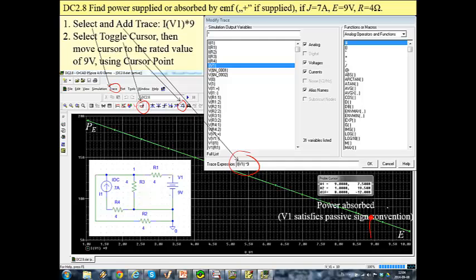And for this value we may read power, which is 7.5, which is obviously a correct answer, and this is power absorbed, as in PSpice voltage source satisfies passive sign convention. That way we have completed this exemplary problem.